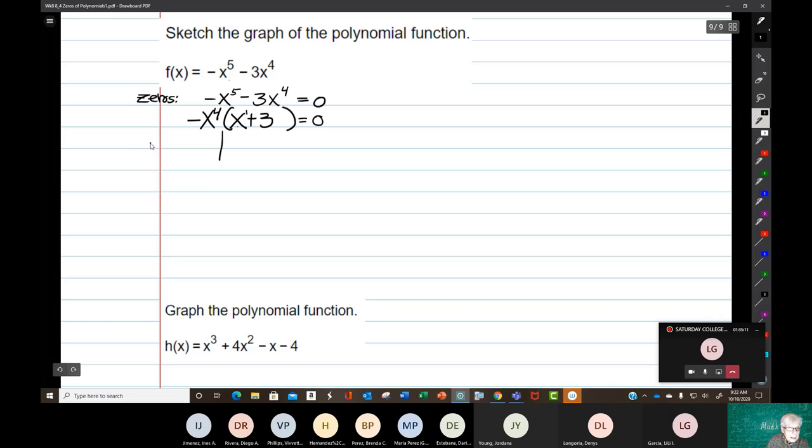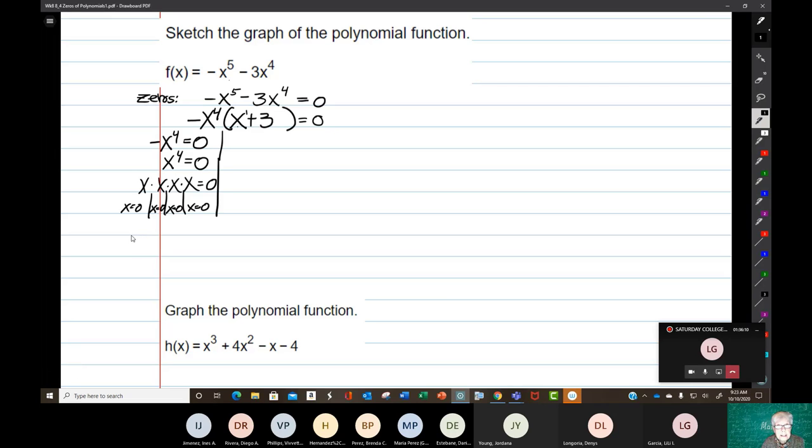Okay, now, negative x to the fourth equals 0. So I can multiply or divide both sides of this by negative 1, and I'll get x to the fourth equals 0. So clearly x equals 0, right? 0 to the fourth power is 0, but if you want to, you can say x times x times x times x equals 0, and then you set each factor equal to 0. So x equals 0, and x equals 0, and x equals 0, and x equals 0. So 0 is a zero, and it occurs 4 times.